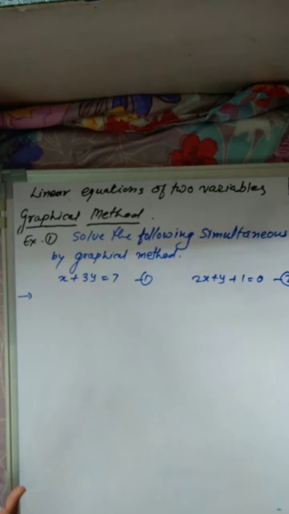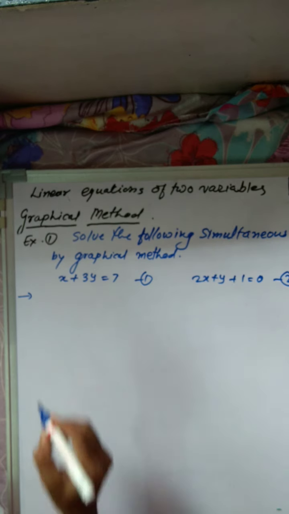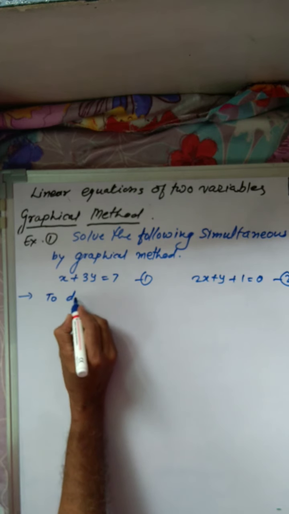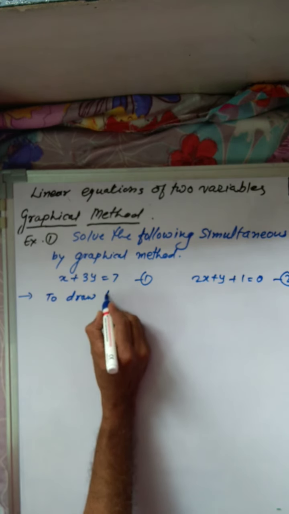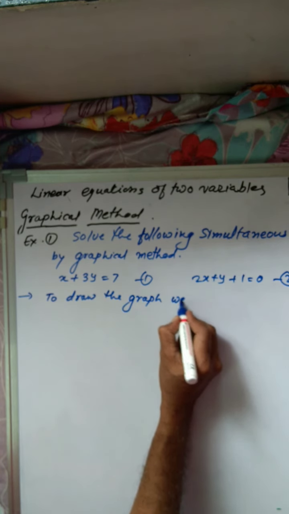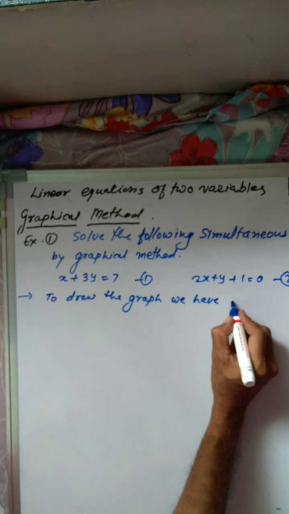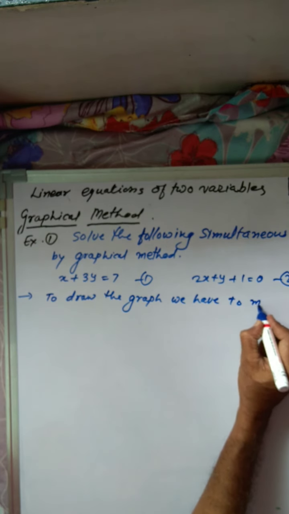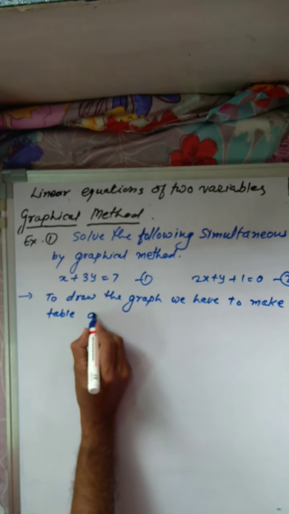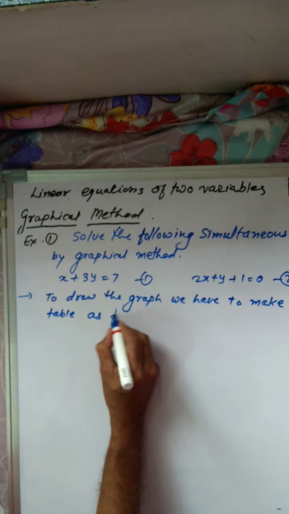For plotting the graph of these lines, we have to get the points. That means we have to draw the table first. To draw the graph, we have to make the table as follows.